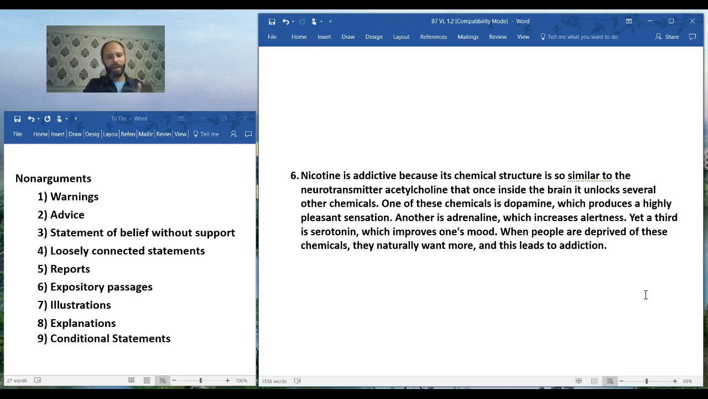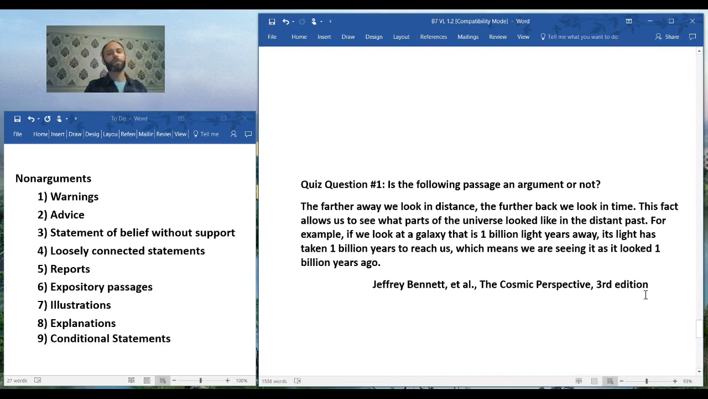All right, so hopefully that explanation of the different types of non-arguments and what distinguishes them from actual arguments was helpful, and going through these examples was helpful, because now it's on you. There are three quiz questions. The first question, is the following passage an argument or not? The farther away we look in the distance, the further back we look in time. This fact allows us to see what parts of the universe look like in the distant past. For example, if we look at a galaxy that is 1 billion light years away, its light has taken 1 billion years to reach us, which means we are seeing it as it looked 1 billion years ago.